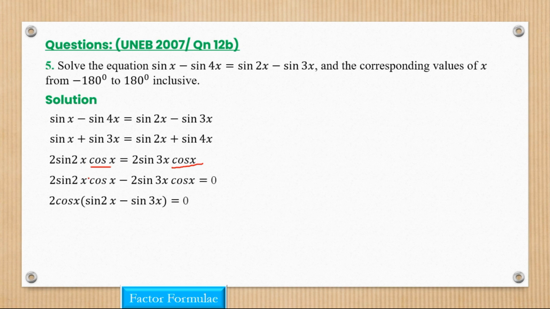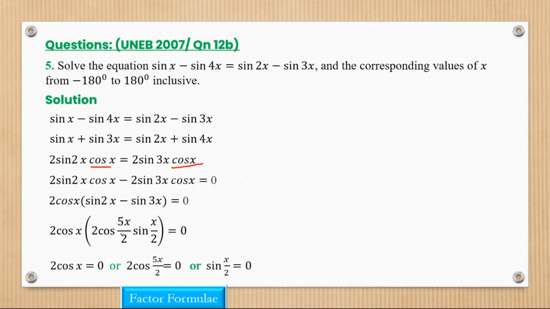But now for this question, you can see that we need to apply the factor formula again. So we're going to apply the factor formula to this side again. So we end up having something like that. So now we have 2 cos x is equal to 0, or this can be equal to 0, or this can also be equal to 0.